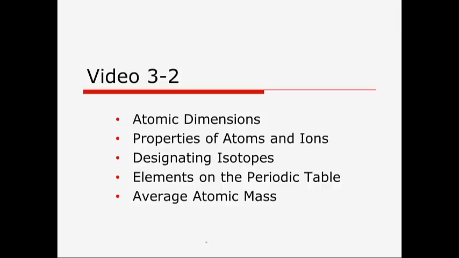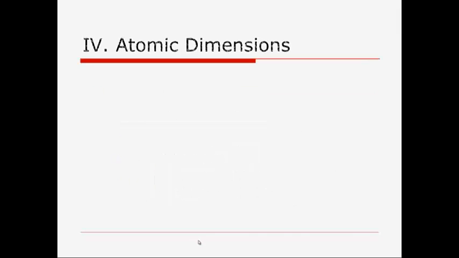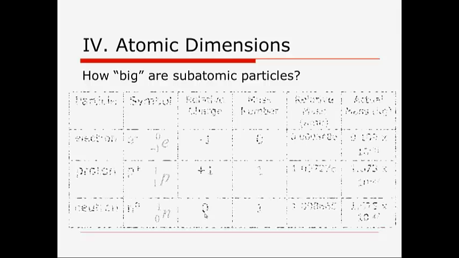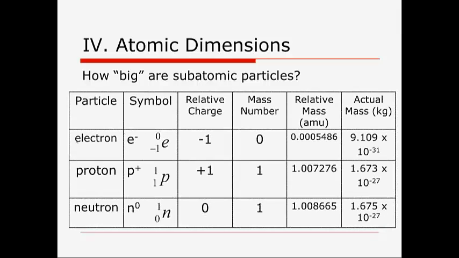Video 3-2, looking at atomic dimensions, properties of atoms and ions, designating isotopes, elements on the periodic table, and average atomic mass. Okay, so, atomic dimensions, how big are atoms? And how big are the particles that make them up? So, our particles: electrons, protons, neutrons.